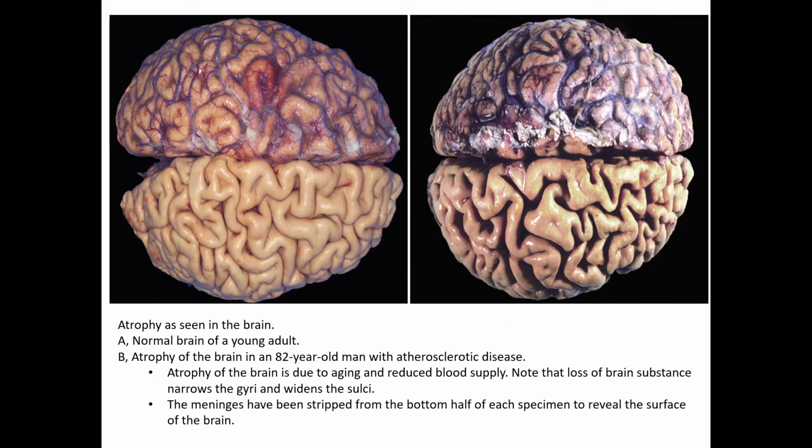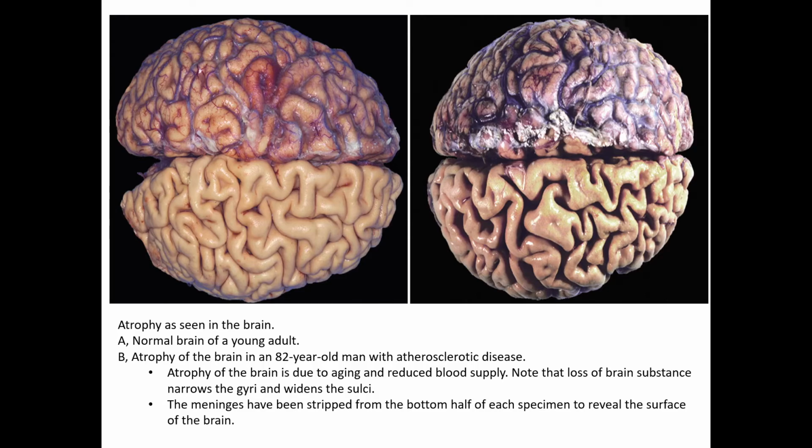This is a gross appearance of atrophy seen in the brain. We have the brain with sulci and gyri. The gyri are the folds of the brain material, and the sulci are the grooves in between the gyri. You notice here the normal brain on the A on the left side, while the atrophied brain is on the right side. It is the brain of an 82-year-old man with atherosclerotic disease.